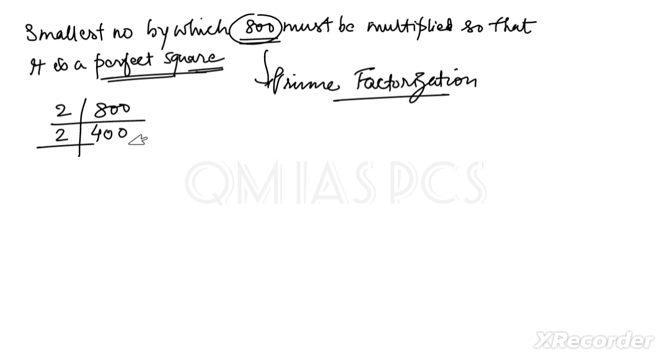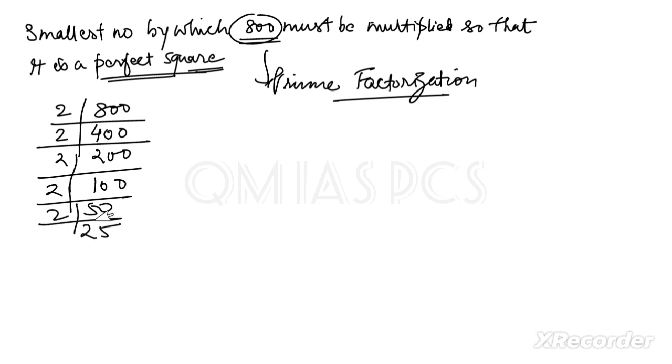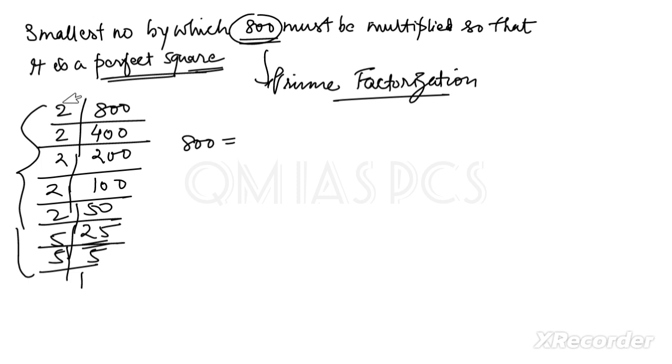Again by 2, it is 200. By 2 it will be 100. By 2 it will be 50, and again by 2 it will be 25. Now 25 can't be divided by 2 or 3, it will be divided by 5. So by 5, again we can write 5, and it is 1. So whatever numbers you can see on the left side, these are the prime factors. So we can say 800 is equal to, how many 2's are there? 1, 2, 3, 4, 5. 5 2's are there.